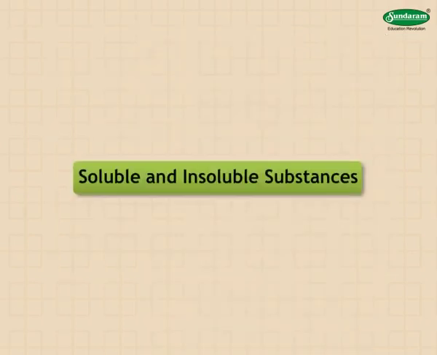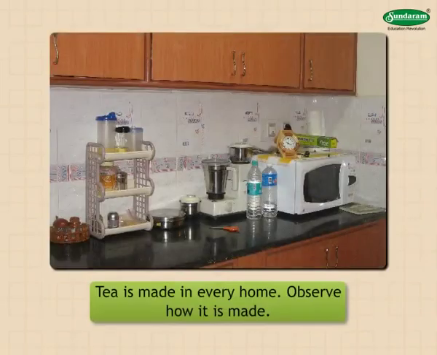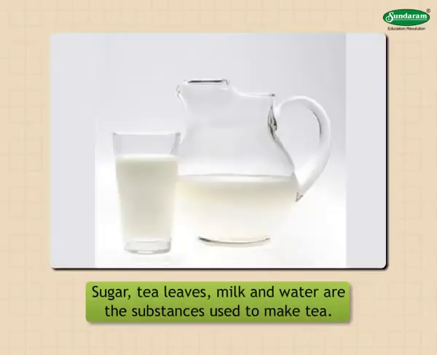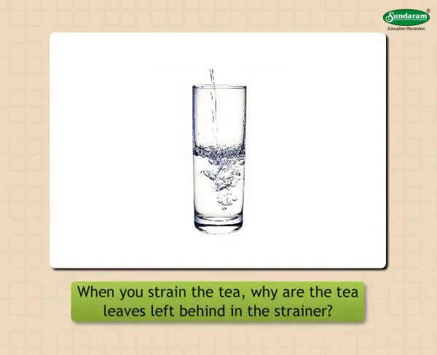Soluble and insoluble substances. Try this. Tea is made in every home. Observe how it is made. Sugar, tea leaves, milk, and water are the substances used to make tea. When you strain the tea, why are the tea leaves left behind in the strainer?